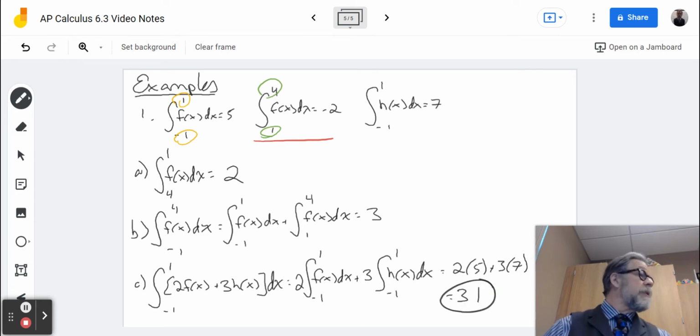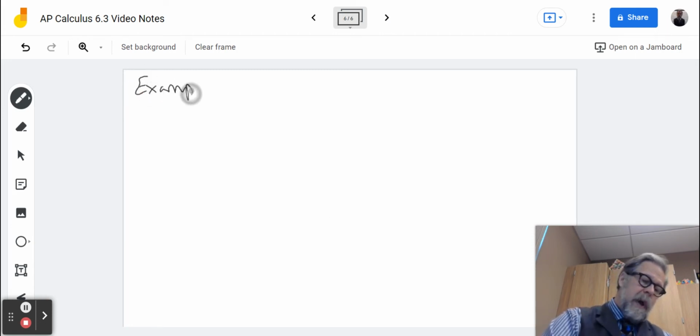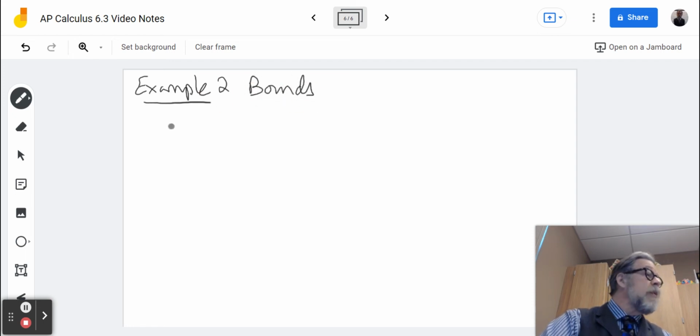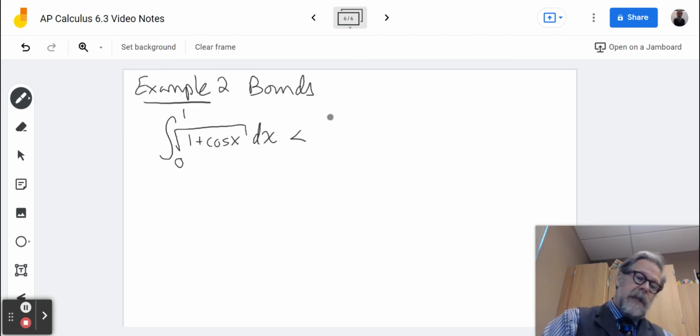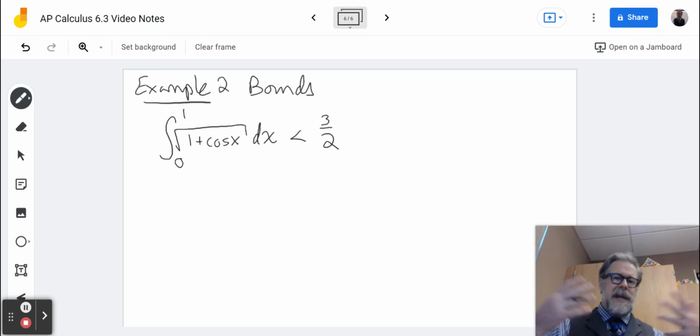All right, so there's a bit of an idea of the kinds of things you can do with those rules of integration. Let's look at another one, example 2, which is bounds of integrals. We're trying to find the integral from 0 to 1 of the square root of 1 plus cosine of x dx. And what we want to actually show is it's less than 3/2. And this could be some kind of engineering problem whereby you want to make sure you're not going to go outside the bounds of some parameter.